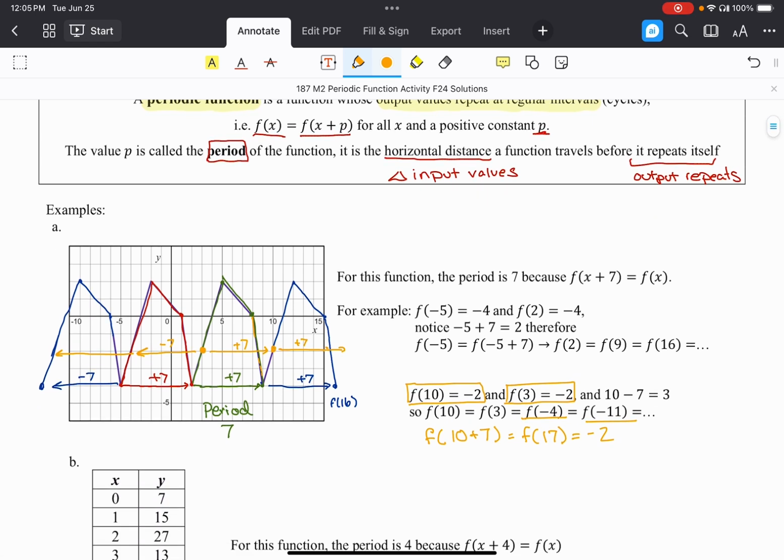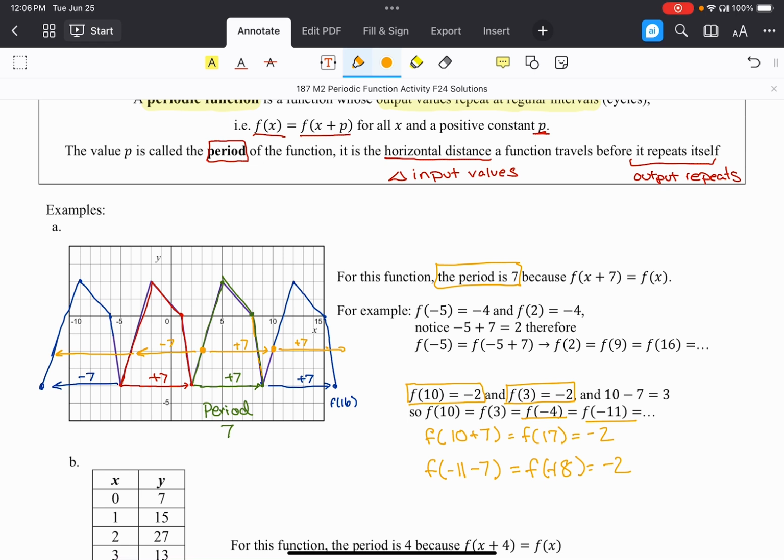Well, what if I want to know what the next point on this pattern would be? Well, f of -11, and I want to go back 7 more units, I would end up at f of -18, and again, should be at -2. And so this idea that we have this fixed amount, what we call a period, I can use that to know when my pattern is going to repeat. It allows us to make some generalizations about what's going to happen within these functions.